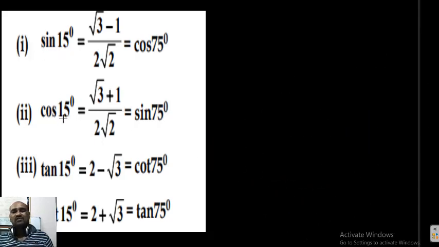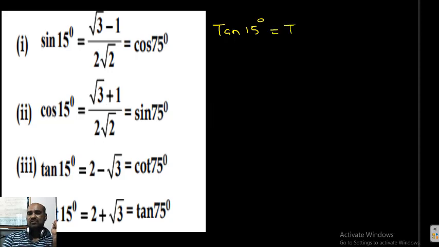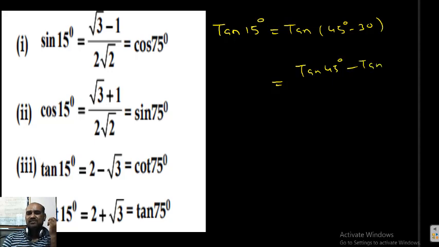Similarly, students, cos 15 and sin 75 are the same. Cos 15 is derived as root 3 plus 1 by 2 root 2. You people should remember. Now I want to derive the tan 15 value. Tan 15 degree value is remembered as 2 minus root 3. That is equal to cot 75. So tan of 45 minus 30, I can write according to the formula, tan A minus tan B by 1 plus tan A tan B. Tan A into tan B means tan 45 and tan 30.